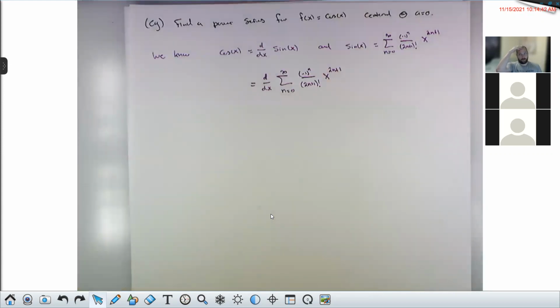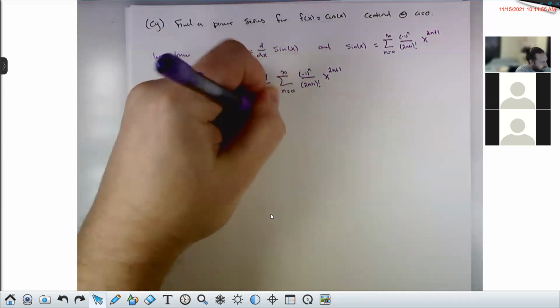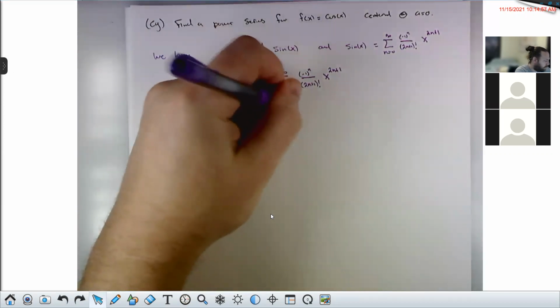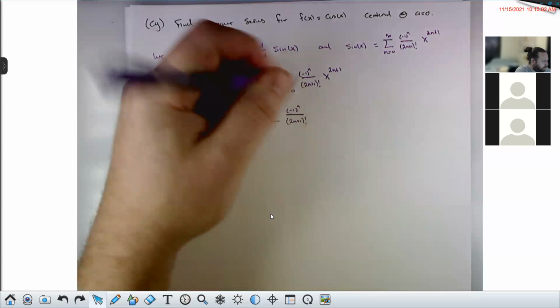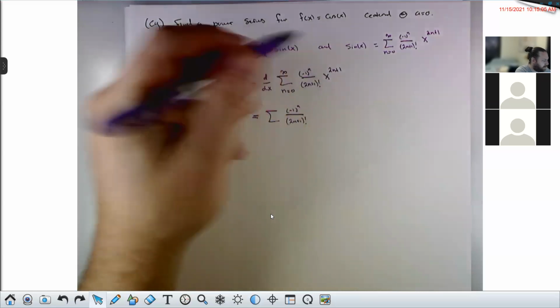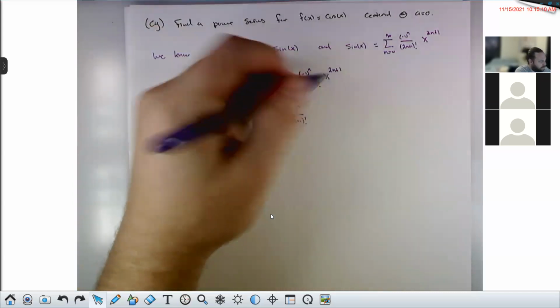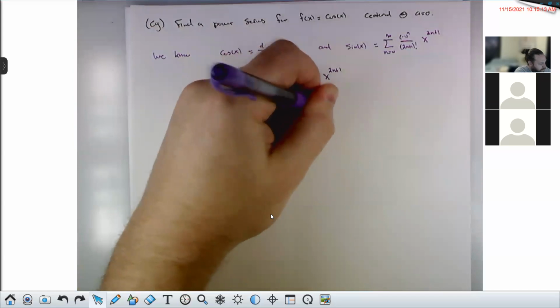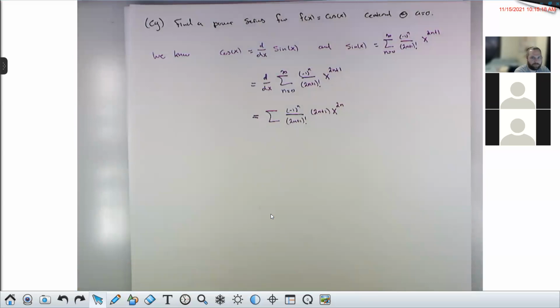Since cosine is the derivative of sine, if you differentiate the power series for sine, you will get the power series for cosine. And when I do this, I'll have negative 1 to the n over 2n plus 1 factorial. Remember, we differentiate with respect to x, so the n stuff is all constant. The derivative of x to the 2n plus 1 is 2n plus 1 times x to the 2n. It's a power rule derivative.